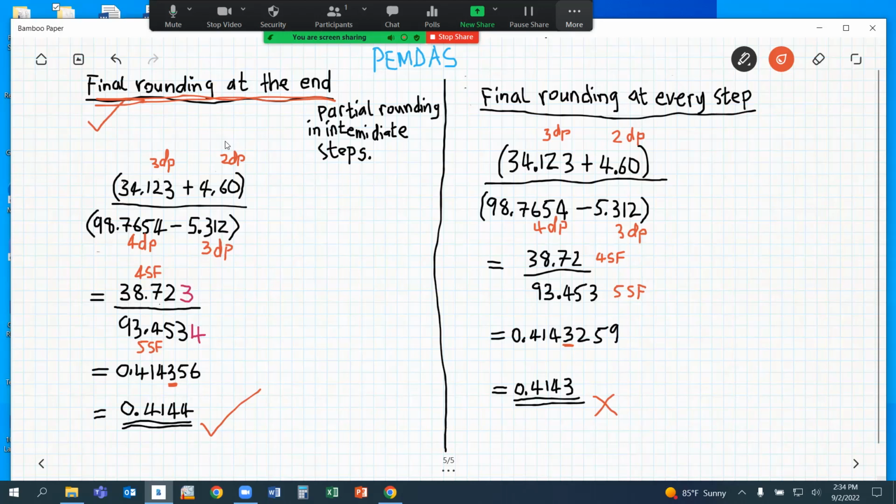It is good to do your final rounding only at the end. In your intermediate steps, include just 1 extra digit so as to increase the accuracy in your final answer. One extra digit is enough.